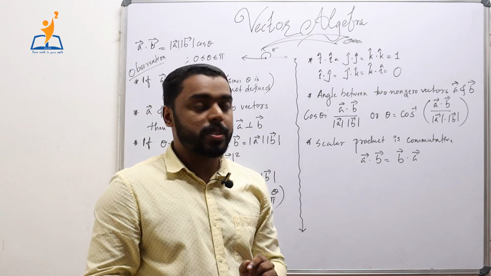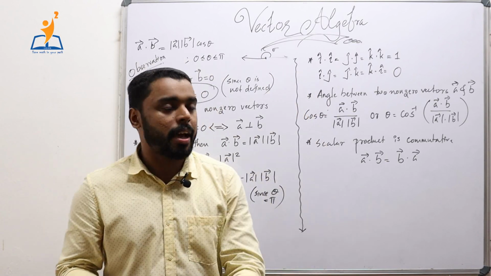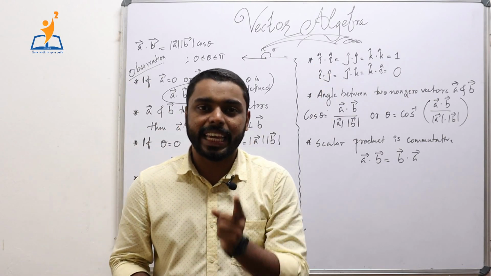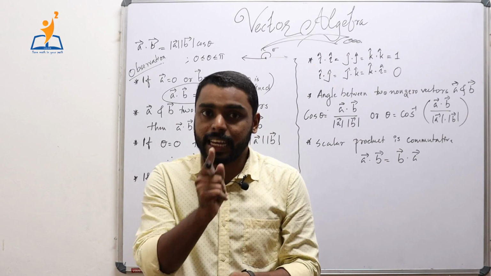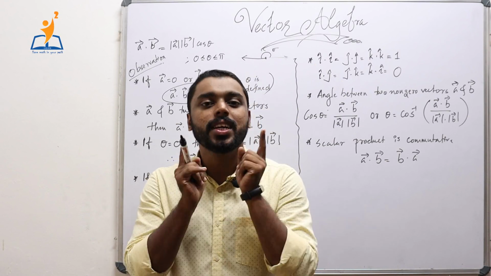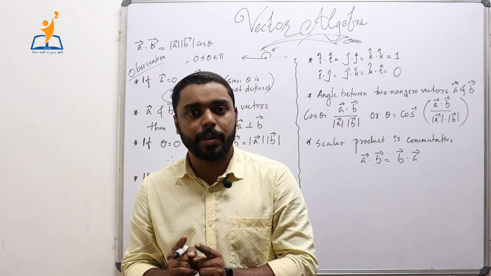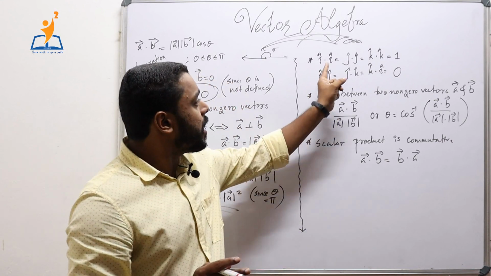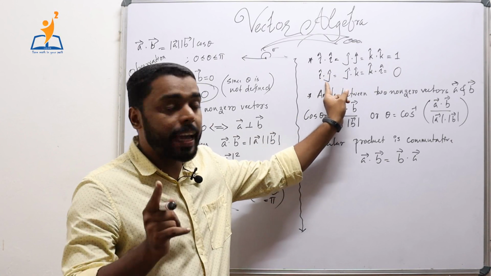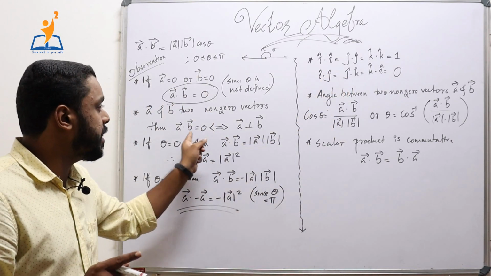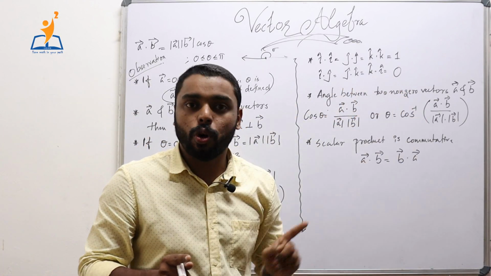Now the next observation is a very interesting observation in this entire chapter. We know that i cap, j cap, k cap are the unit vectors along the x-axis, y-axis and z-axis respectively. Also we know that the x-axis and y-axis are perpendicular to each other, and the y-axis and z-axis are perpendicular to each other. So for i cap dot j cap, the angle between them is 90 degrees. Whenever the angle between them is 90 degrees, dot product equals 0. Similarly, j cap dot k cap, and similarly, k cap dot i cap.